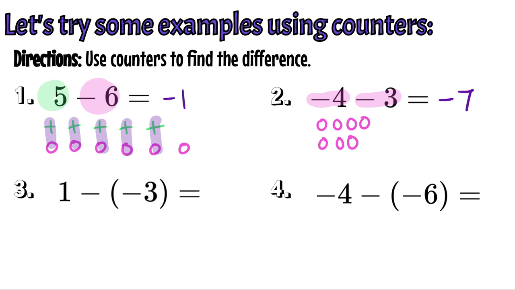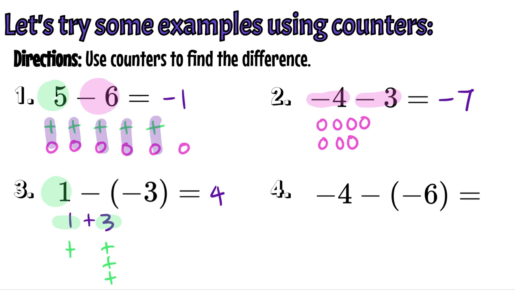In number 3, we see that we have a +1, and hopefully you remember that this is the same as 1 plus 3, because a minus a negative means positive, means a plus. Therefore, we have a +3 also. So we have a +1 and a +3. That's going to give us all positive counters. So we have a +1 and a +1, 2, 3. That gives us 4 positive counters. That tells us that our answer is +4. 1 minus -3 is +4.